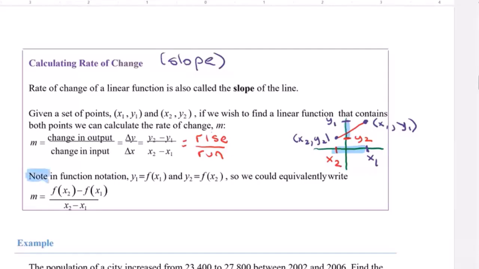In function notation, y1 could equal f of x1 and y2 can equal f of x2. So we could equivalently write that the slope is equal to f of x2 minus f of x1 over x2 minus x1.